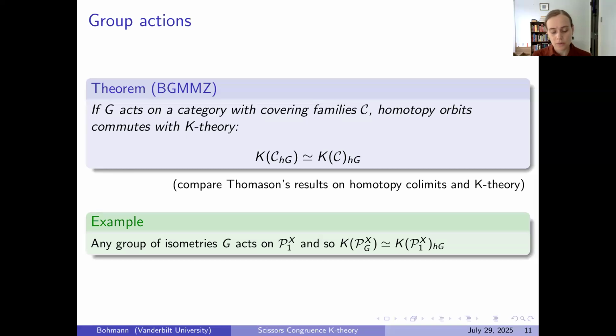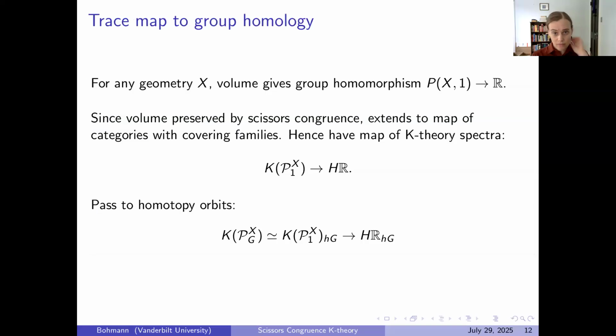So where do we go from here? Well, now let's go back and try to understand how we can use this new K-theory approach to build our trace maps to group homology. As I mentioned before, for any geometry, we always have a group homomorphism from the scissors congruence group of that geometry to R, just given by volume.